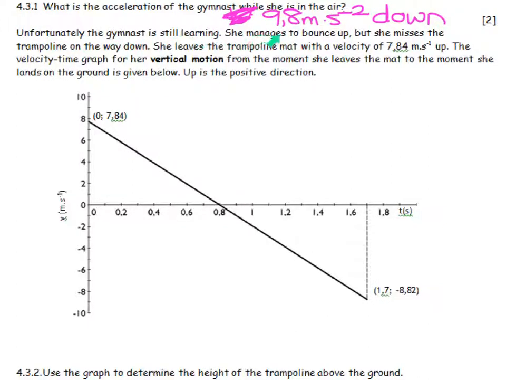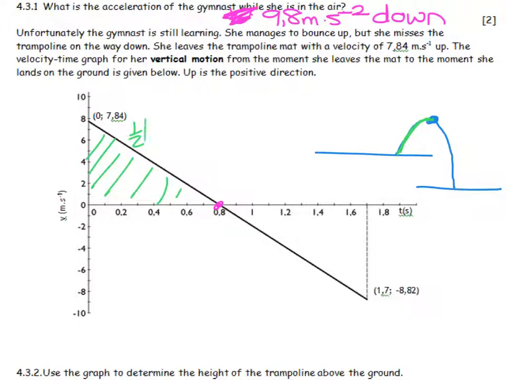Unfortunately, the gymnast is still learning. She manages to bounce up, but she misses the trampoline on the way down. She leaves the trampoline mat with a velocity of 7,84 meters per second upwards. She then slows down, stops in midair, and speeds up in the opposite direction. Let's draw her on a trampoline. She goes up in the air, stops, comes down to exactly the same point and misses the trampoline. So if I work out the first part of her distance, I can work out this triangle over here.